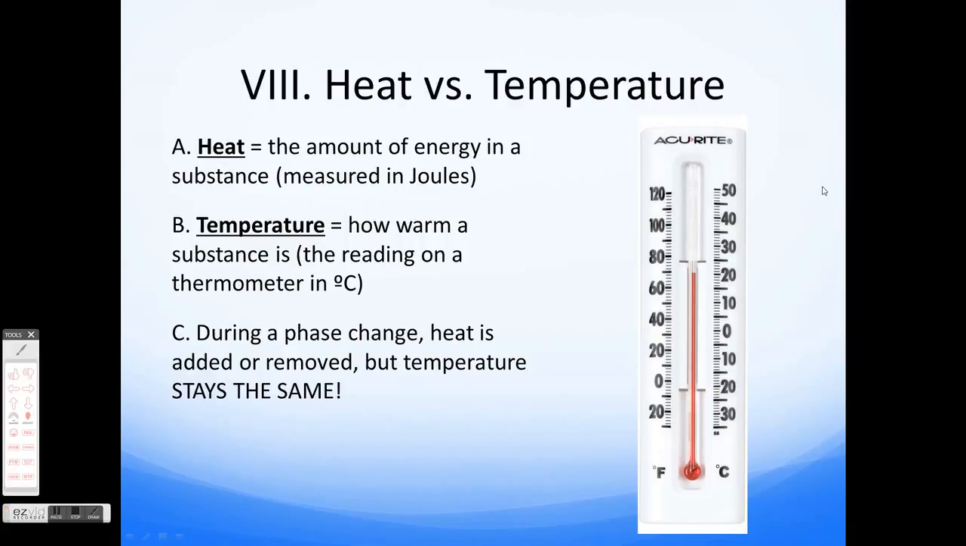Now it's also important that we note that heat and temperature are not the same thing. Heat is a measurement of the amount of energy an object has. So we measure that in something called joules. Temperature is a measurement of how warm a substance is. And that would be the reading on a thermometer. And remember, in science class, we're going to use Celsius instead of Fahrenheit.